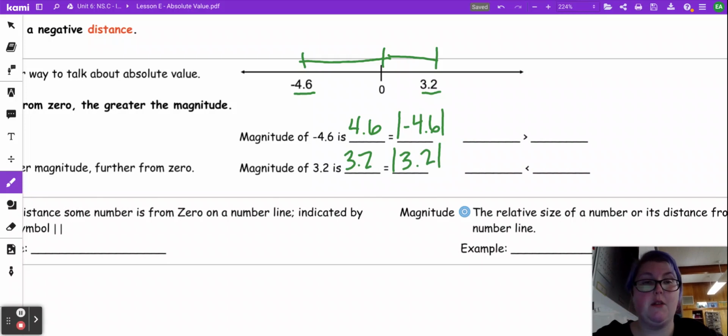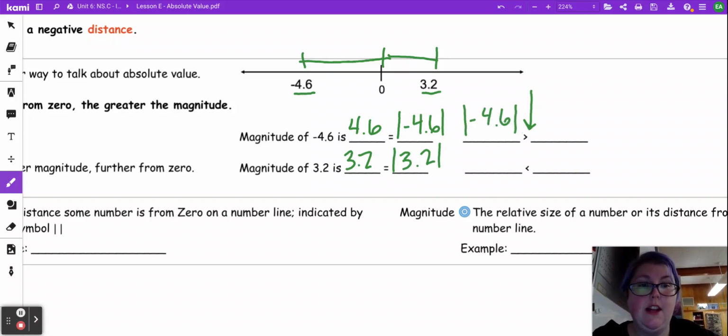So now let's use our inequalities, our greater than and less than, to compare. You can either use the magnitude or the absolute value. I'm going to show absolute value. So the absolute value of -4.6 is greater than the absolute value of 3.2. Now we know 3.2 is the bigger number, but the distance from 0 is greater for -4.6. You can also write this as 3.2 is less than 4.6 if we use the magnitude.